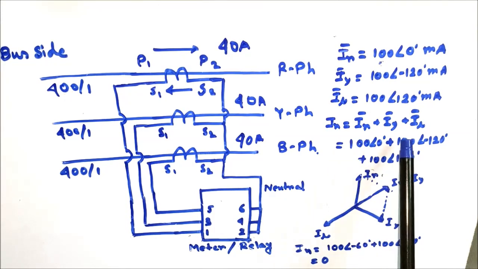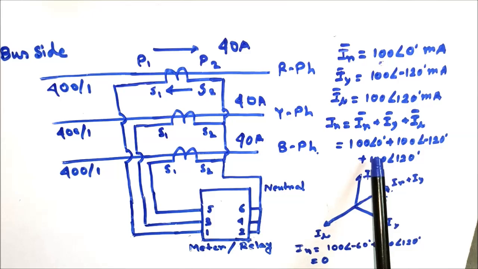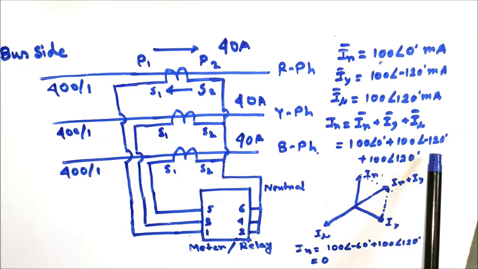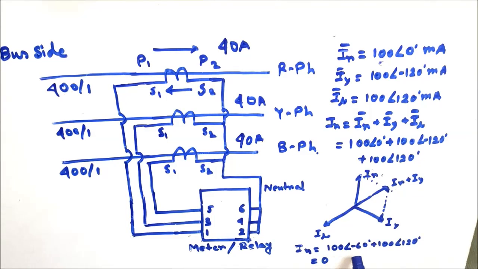So IR plus IY, that is 100 at an angle of 0 degree plus 100 at an angle of minus 120 degree, comes as 100 at an angle of minus 60 degree, and IB is equal to 100 at an angle of 120 degree. That is, the sum of these currents is 0. That is why IN, the neutral current under balanced condition, is 0.